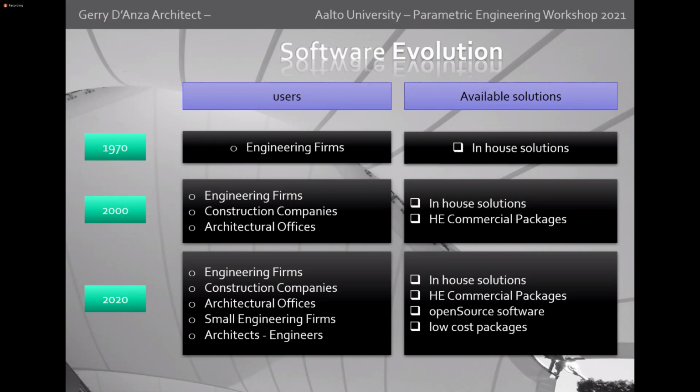In 2000, we saw that software became more available. It was available to engineering firms, construction companies, and even to big architectural offices. And we started seeing commercial packages coming on the market. Today, luckily, we have a huge amount of available software. We can use Rhino, for example, with Grasshopper and with Kangaroo to design tensile structures.